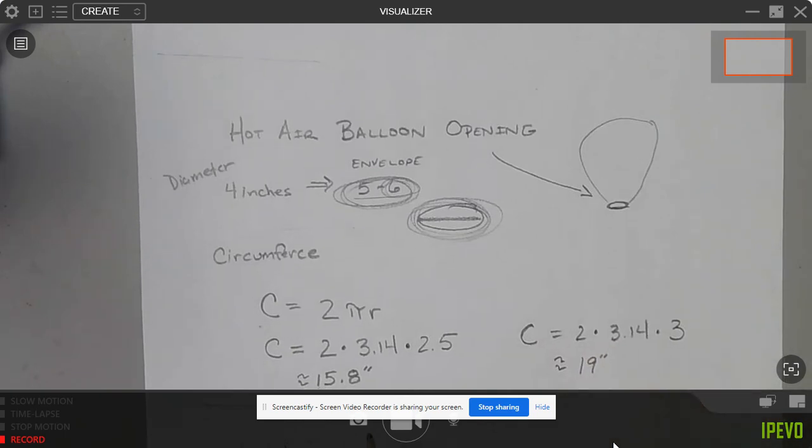So we're going to have to make sure that we take that piece of construction paper and measure it out. It's got to be roughly between 16 and 19 inches in order for this to work. So that is the circumference.